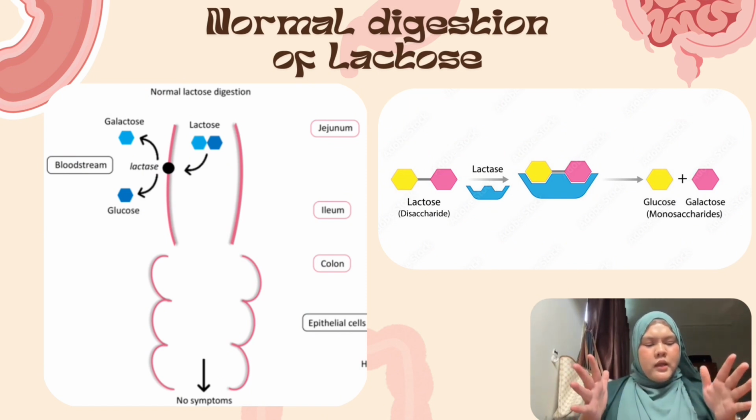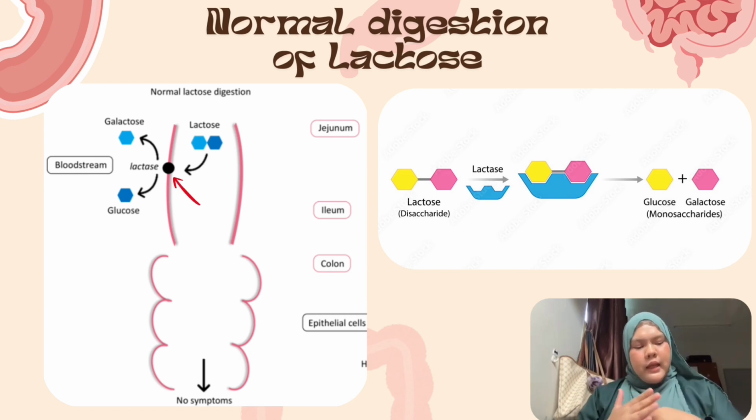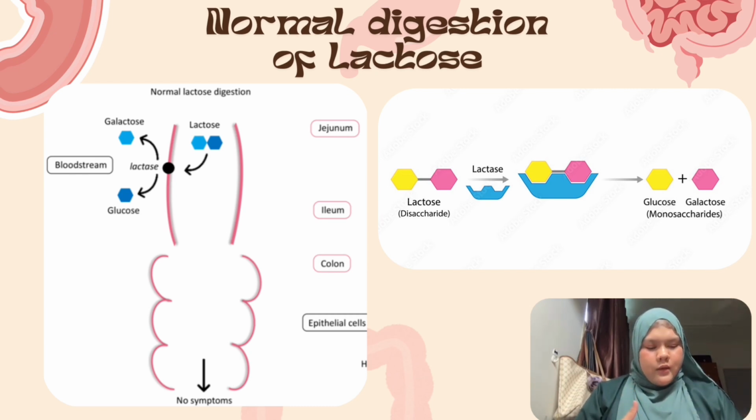Here, there is an enzyme called lactase, which is produced by the epithelial cells lining the intestine. So, what is the function of lactase? The function of lactase is to break lactose into glucose and galactose. Once lactose is broken down, the smaller sugars can be absorbed through the intestinal wall into the bloodstream. After they enter the bloodstream, glucose and galactose are transported to the body cells and used as energy.